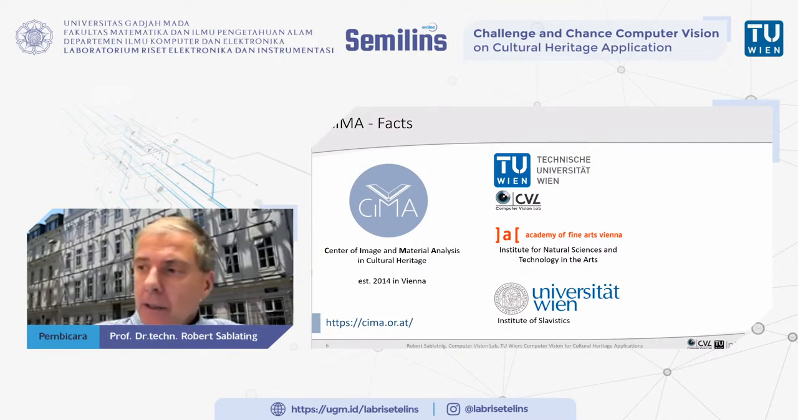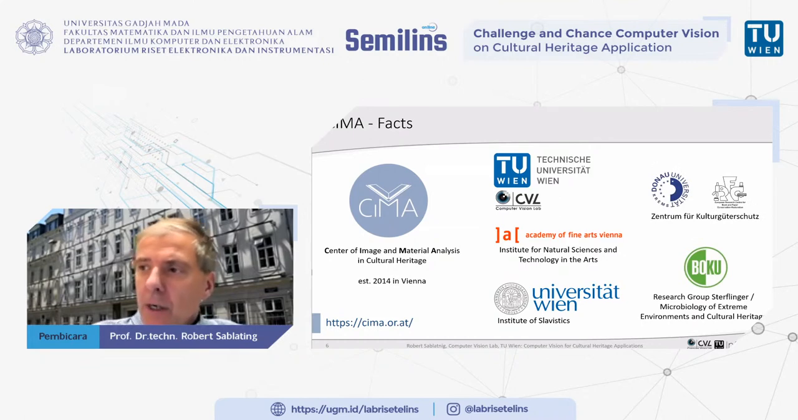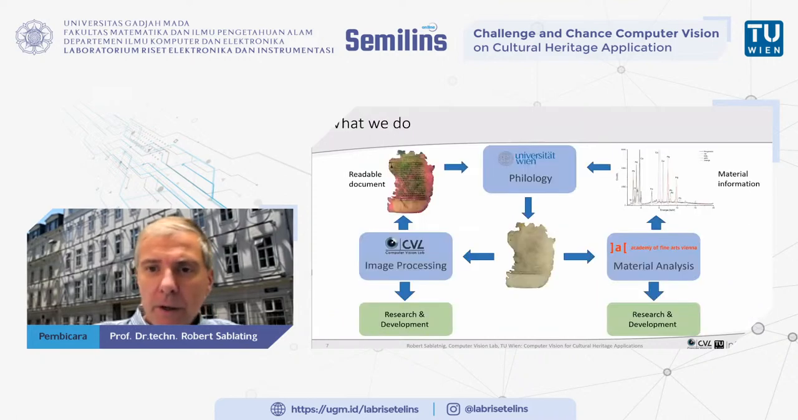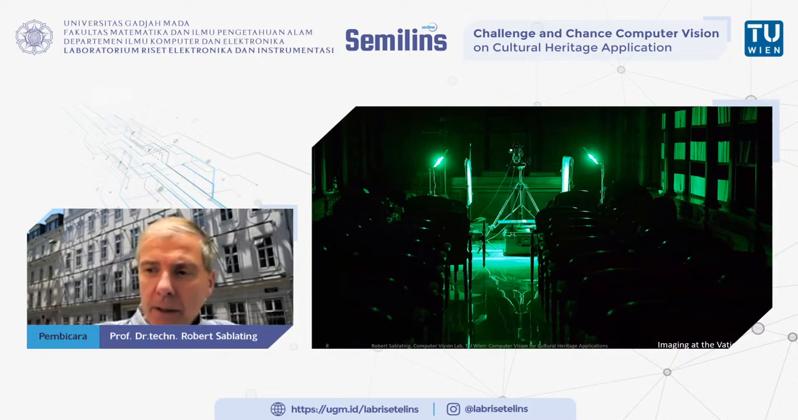And of course us. And since 2 years or so, also the Donau Universität Krems, the university nearby, is part of the CIMAP team, and also the research group of microbiology of extreme environments and cultural heritage of the University of Agriculture is part of this center. And what is this center doing? Well, in principle, we combine material analysis, philology, and image processing to be applicable in the cultural heritage area. And we, as computer vision, work mainly on image acquisition and try to improve the readability and try to find all kinds of other things.